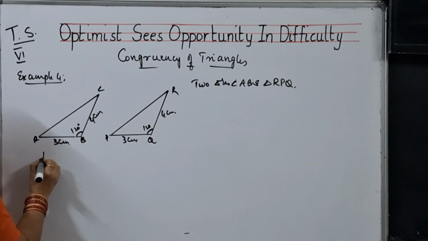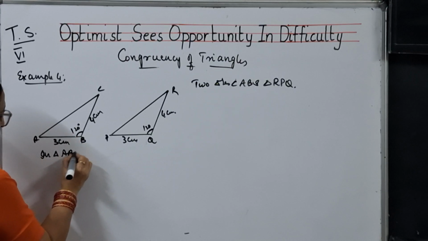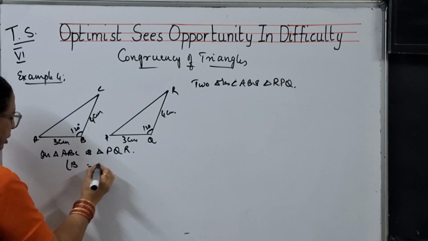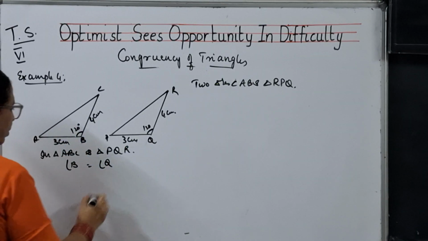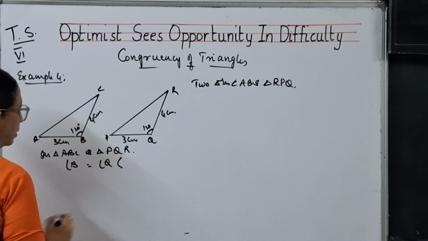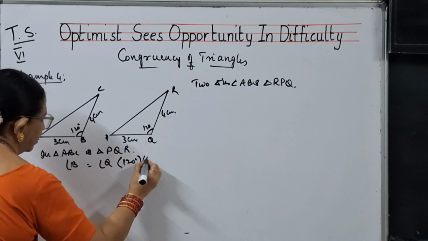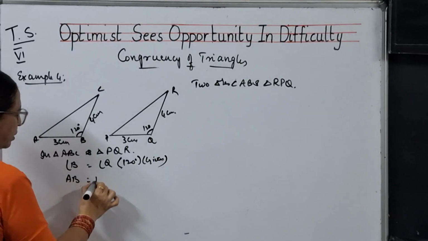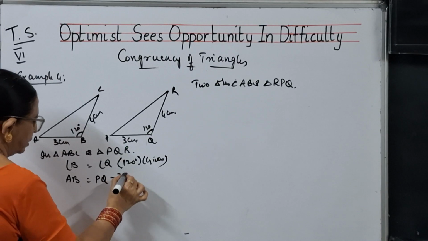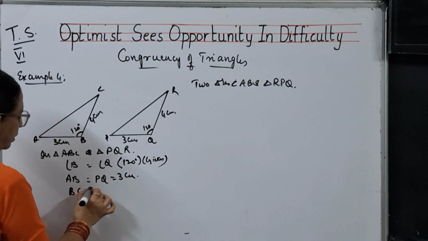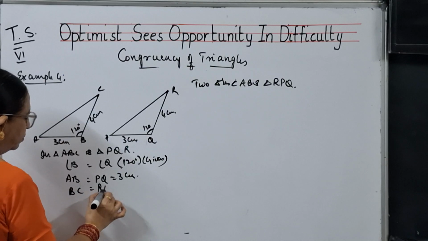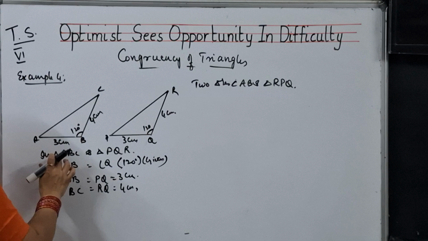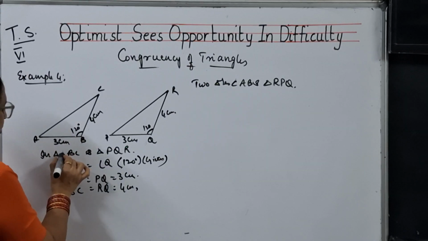We have got two triangles. In triangle ABC and triangle PQR, angle B is equal to angle Q. Why is it? They are 120 degrees, given to us. And AB is equal to PQ. How much is it? 3 centimeters. BC is equal to RQ. That is 4 centimeters.